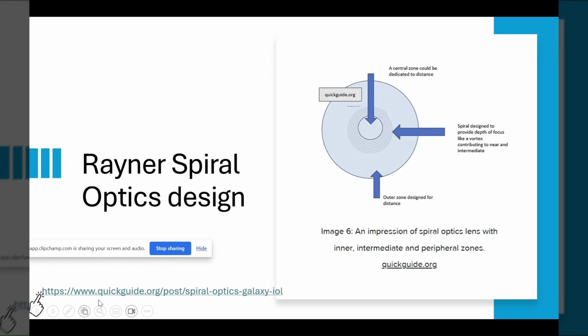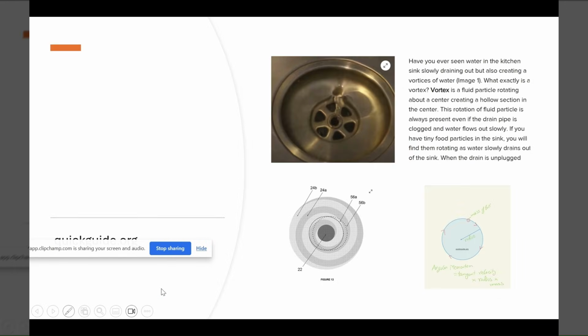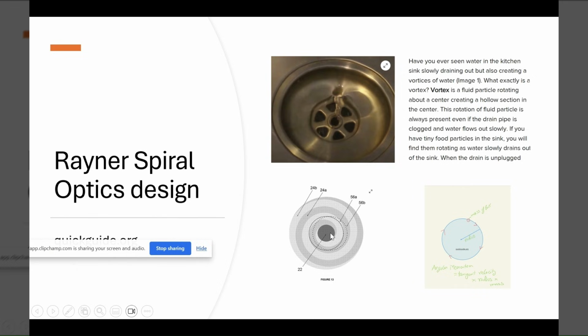If you zoom into this spiral optics design over here in the middle, they probably would have these two spirals fanning out, right? The two spirals have two alternate powers, the near and the intermediate power, and this could fan out like this in the spiral optics region.